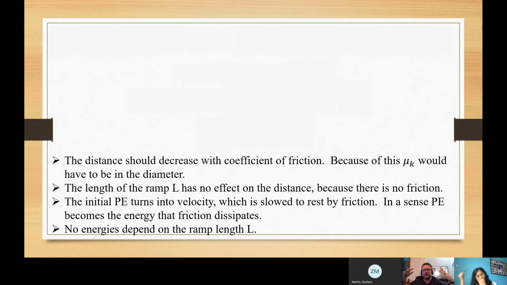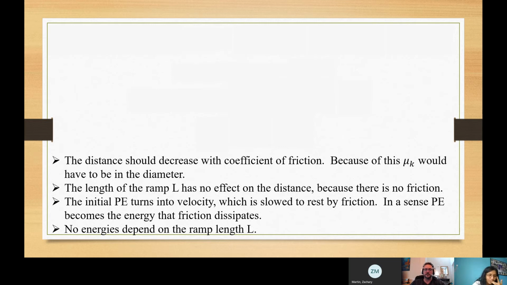All right. So what do I know that is the same and what is not the same? Well, I know that the distance should decrease with the coefficient of friction because the mu k would have to be in the denominator, right? As the coefficient of friction increases, that should decrease my d. If I have a sticky surface, then it's not going to go very far. So if something's going to decrease as something goes up, then it has to be in the denominator. So right there is something I know, and that's proven right here as well.